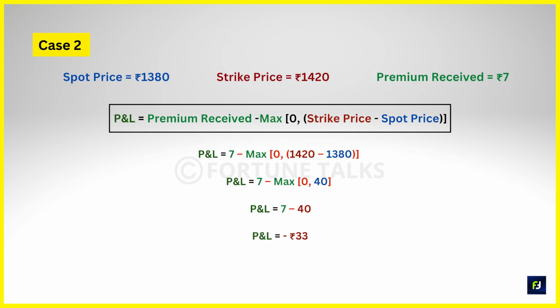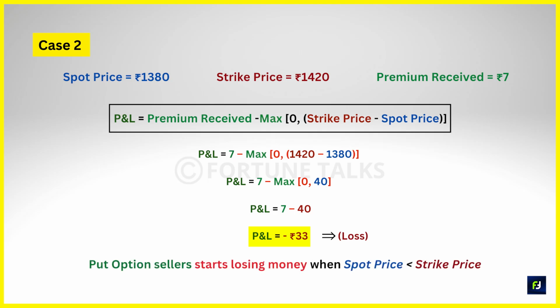Now applying the second value into the equation, the outcome will be a loss of 33 rupees. Since the spot value is much lower than the strike price, it rejects the put writer's overall outlook of price staying above the strike price upon expiry. This results in the put writer's loss. So put option writers would experience a loss as and when the spot price goes below the strike price. And the lower the spot price moves away from the strike price, the larger is the loss incurred.